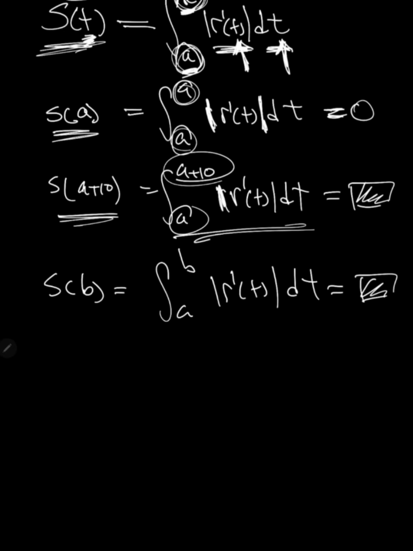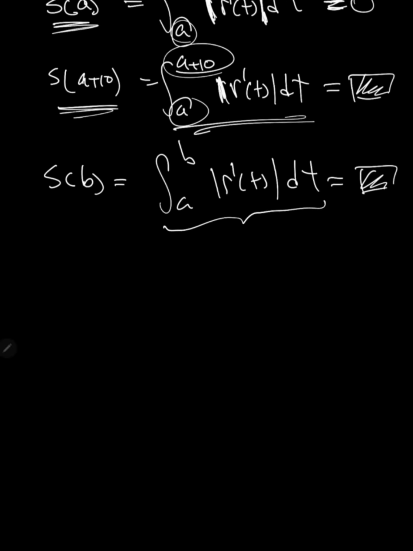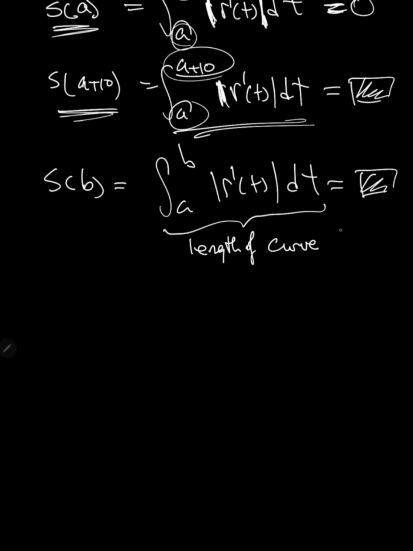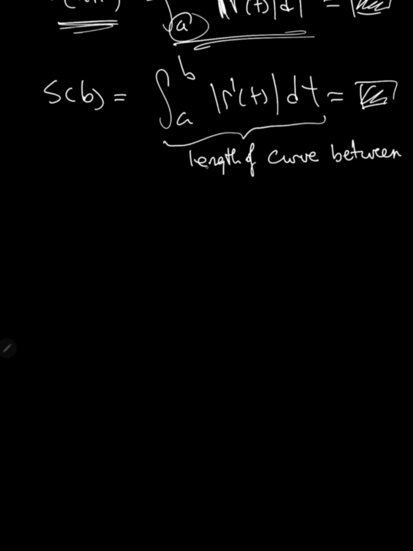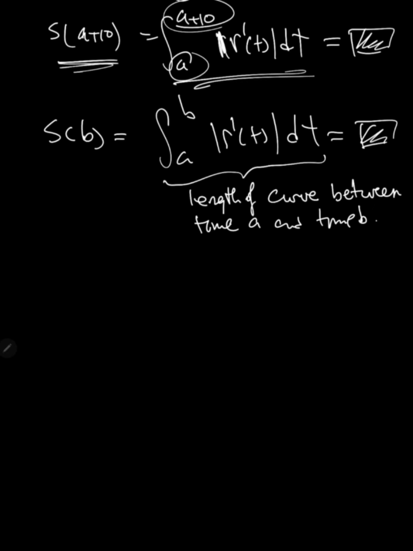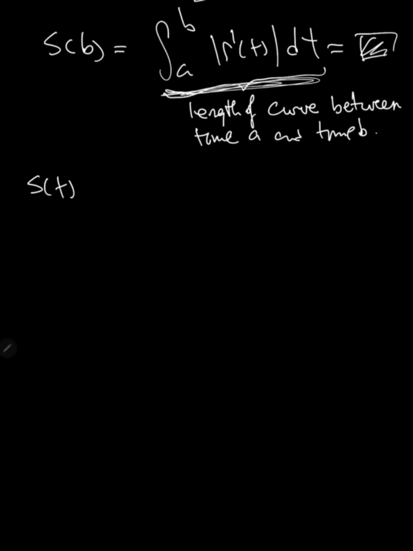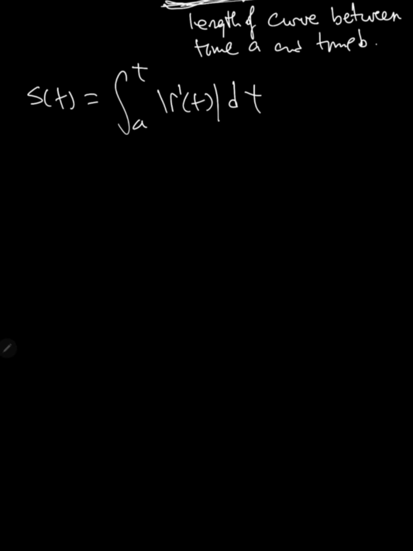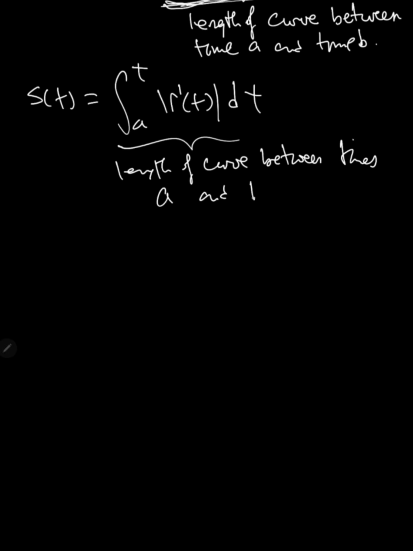All right, now what does this function represent? Well, if you look at this right-hand side here, this is just a length, or more accurately, I should probably say distance traveled, but I'm just going to write down length of curve between time a and time b. It's exactly the length formula that we saw above. And so our general formula, s of t equals the integral from a to t of r prime of t dt, our general formula for this new function s, is the length of curve between time a and time t.